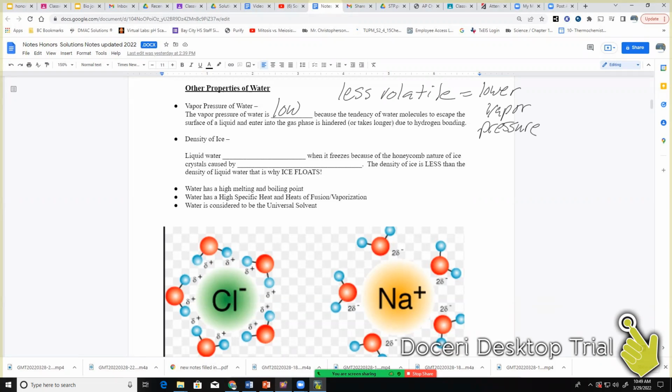Also, the density of ice, the fact that liquid water floats when it becomes ice or freezes, is due to hydrogen bonding also.